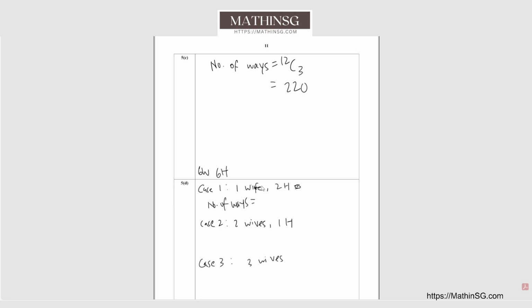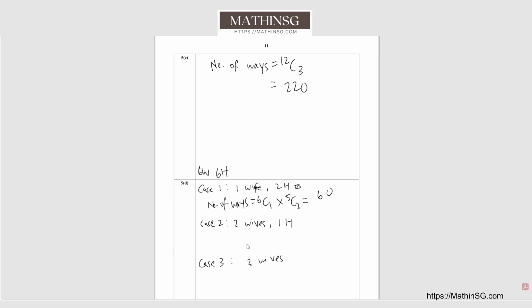will be, I want to choose 1 wife out of these 6, so 6 choose 1. Then because once this wife is chosen, her husband cannot be inside the committee, there are 5 husbands to choose from, and I need to choose 2 husbands out of these 5 to be in the committee. Okay, so that is why I have 5 choose 2 here. So 6 times 5 choose 2, I get 60.